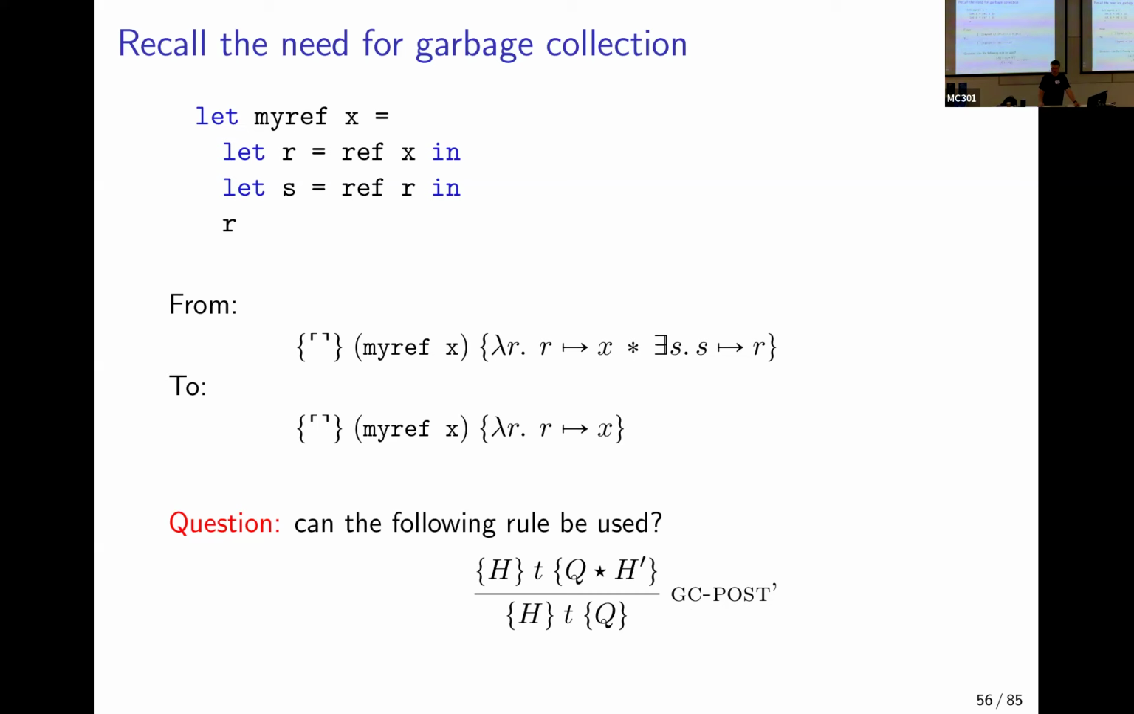So there is a version of this rule that is true, but you cannot use it to prove the second specification from the first one. So that's the question I'm asking. Why can't I use it? Yeah, because R is free in the right-hand side. Exactly, because R is free in the right-hand side. So this star, it's kind of important that it doesn't talk about the return value. And so this cannot be used to prove this because this R cannot be used in H prime.